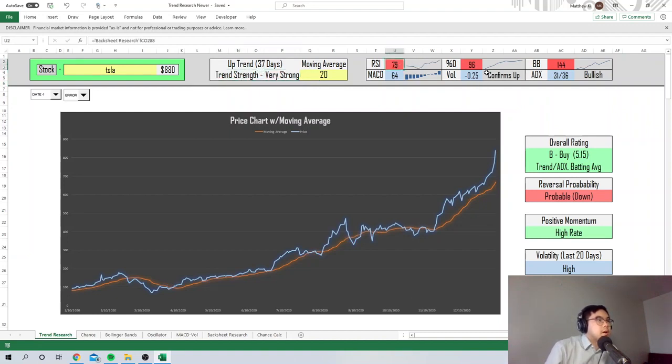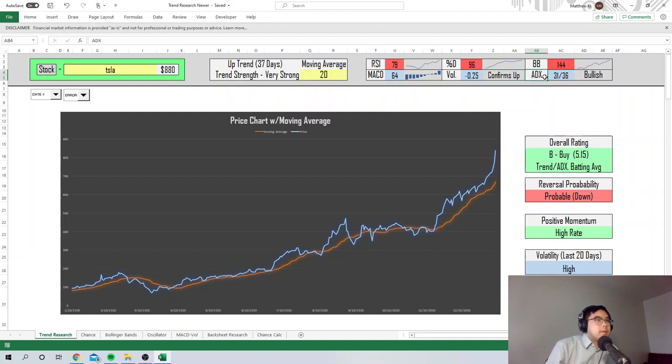Then we have the indicators up here. If they're red, that means it's potentially overbought. That means it might go down. So right now, Tesla is very overbought, according to these oscillators. This volume can confirm up or confirm down the price according to the volume, and it can also signal a reversal. If it's a reversal, it will be either red or green.